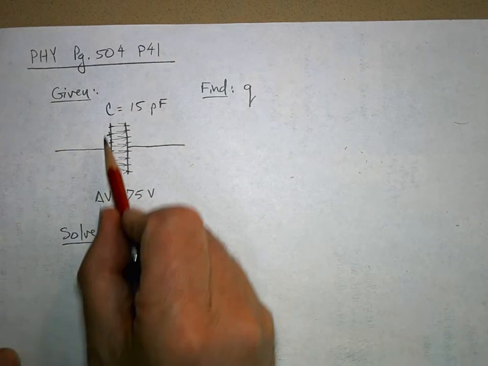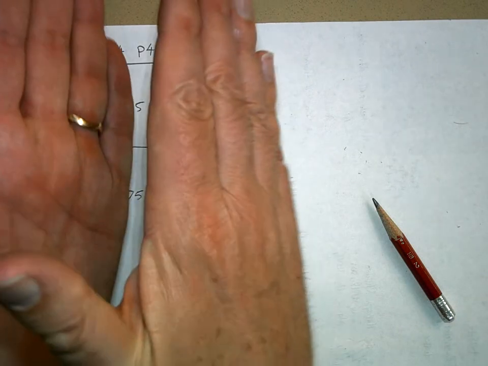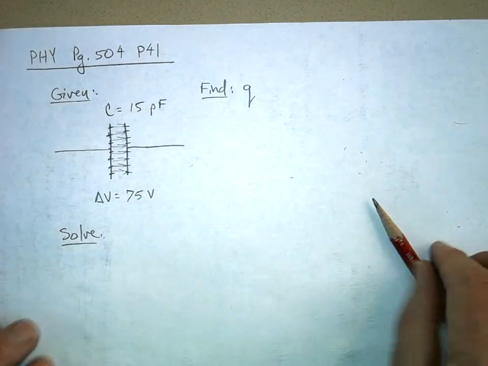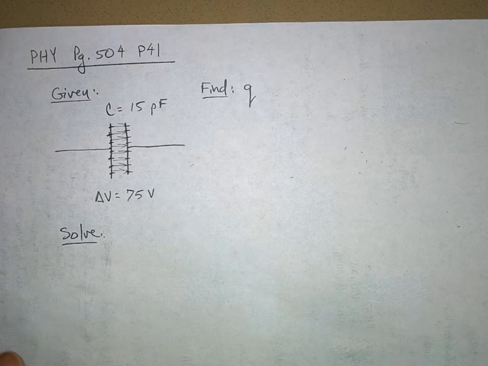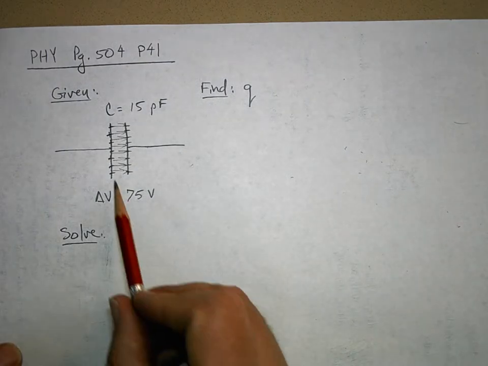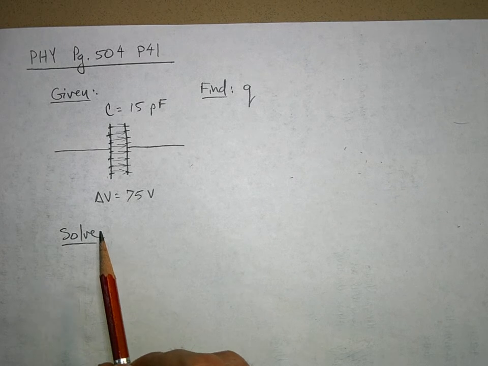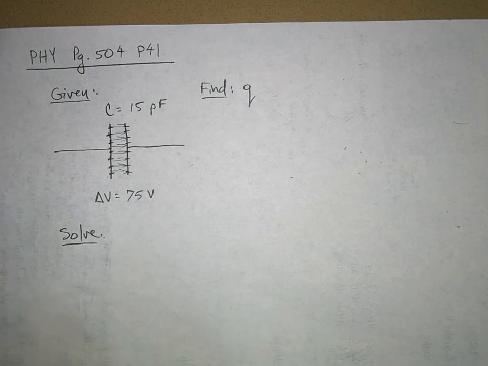But this is the symbol for it. It's just two plates like this that are parallel to each other, and you can put charge on one plate and the opposite charge on the other plate. And the amount of charge you get depends on the capacitor itself and how much voltage you put across it.